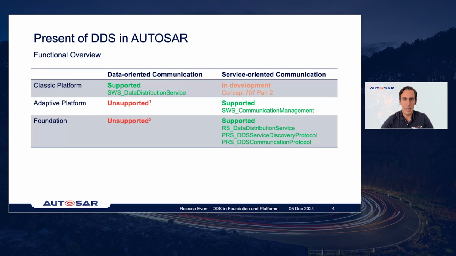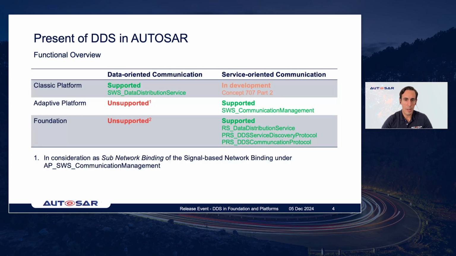Now, when it comes to the adaptive platform, we don't have, let's say, direct API level support for data-oriented communication, but we do have service-oriented communication enabled through the DDS network binding of AP SWS communication management and of course the ARA::COM APIs. Then when it comes to the foundation package, we are still missing one document in there describing data-oriented communication. But we see that for service-oriented communication, we have already covered a number of requirements and PRS documents that very well enable service-oriented communication for classic, adaptive, and other platforms outside of the AutoSAR ecosystem.